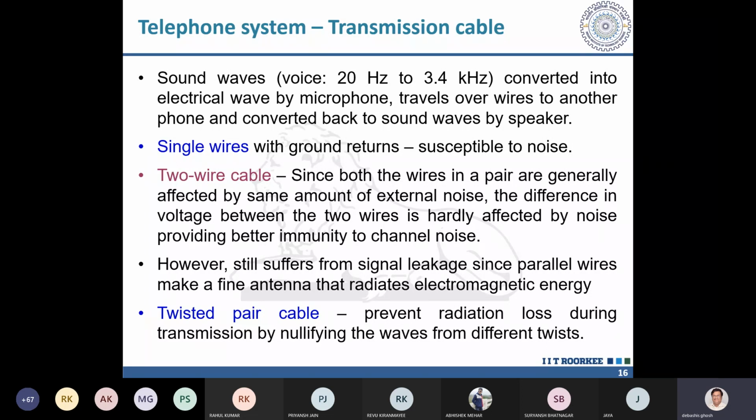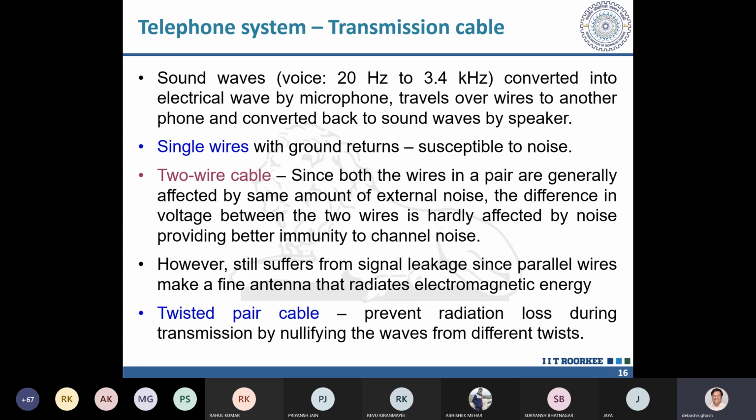The person will not be able to hear it properly. In fact, if it is at a longer distance, the noise will be cumulative over the whole transmission line, and hence the noise will be more and more as the distance is longer and longer. So the single wire system was not good. The single wire system was replaced by a two wire cable. So you have both positive and negative, you can say. That is, a two wire system was used.